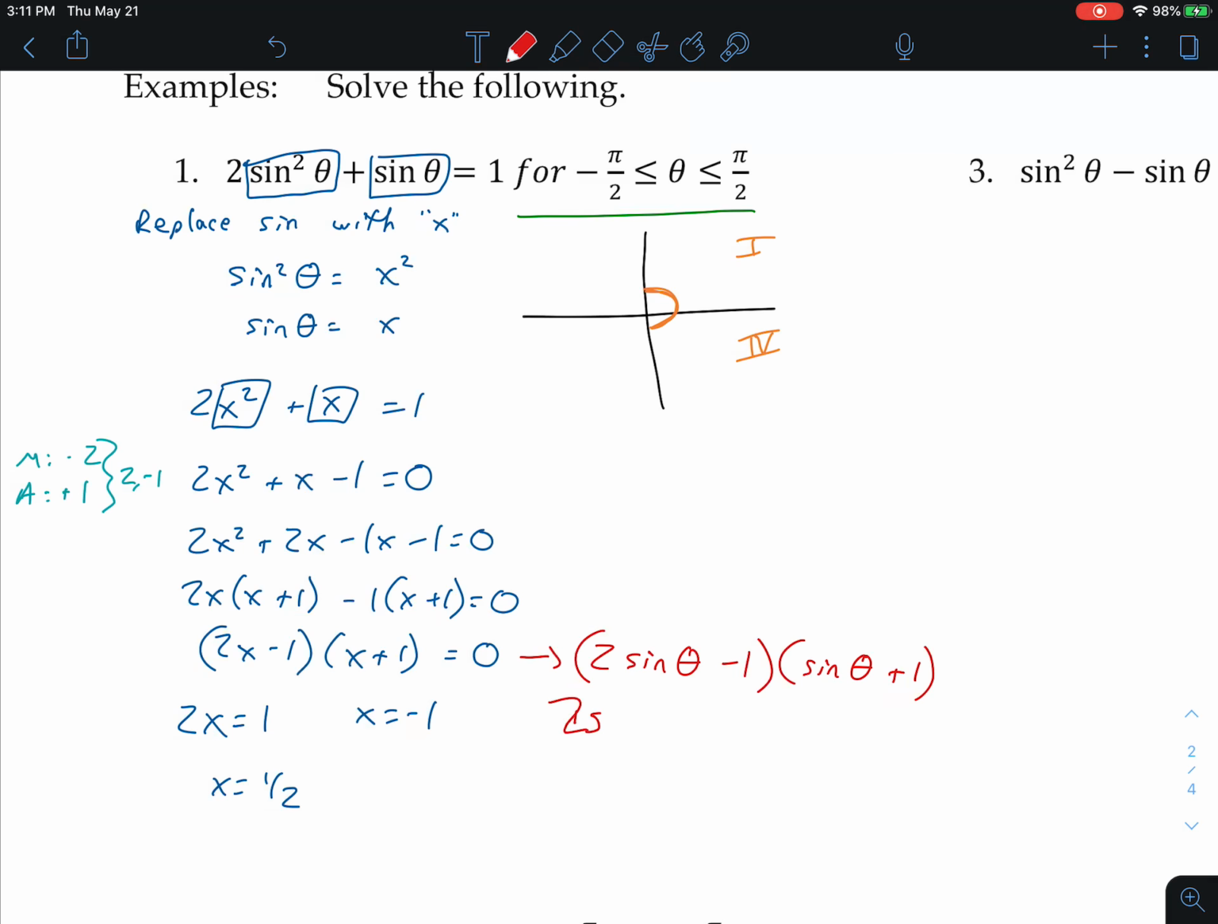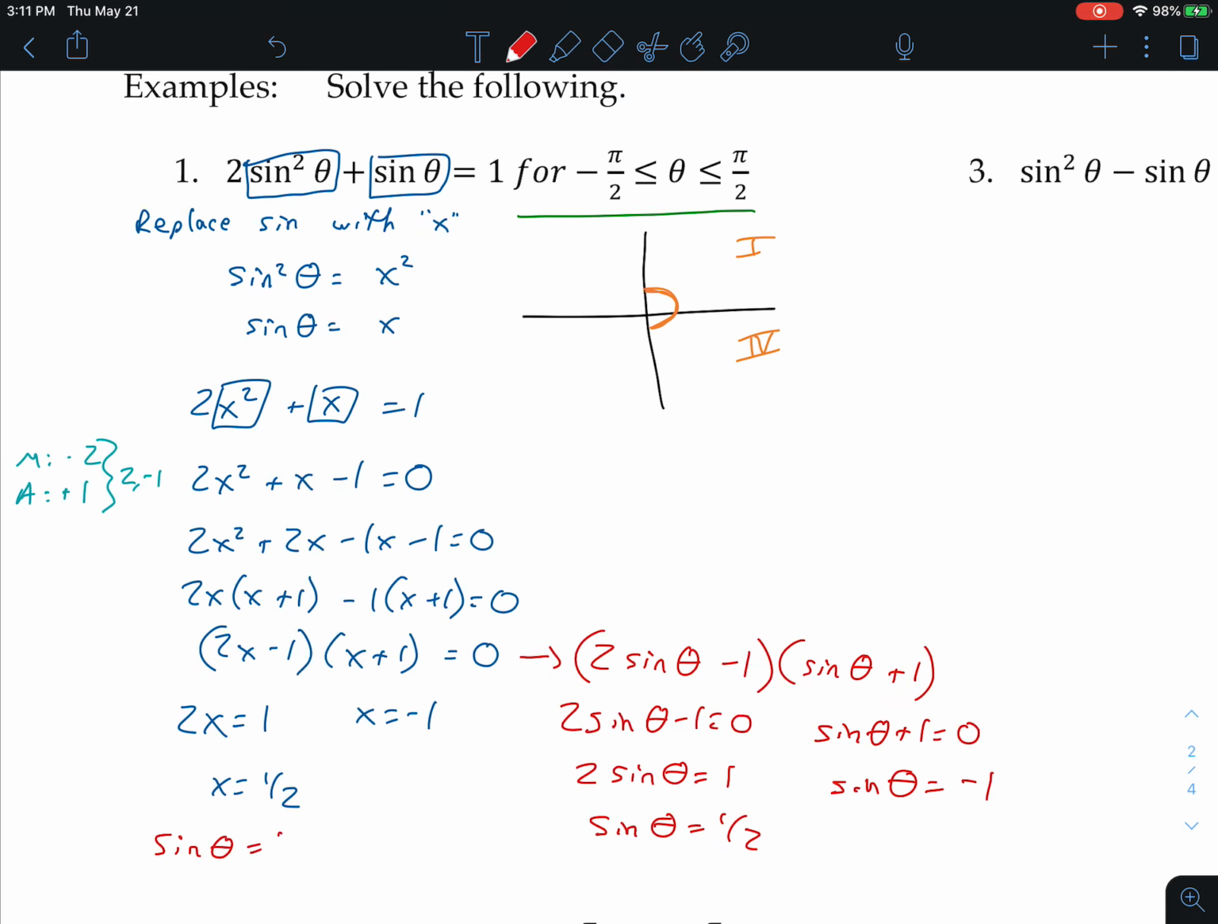If I solve this, I get 2 sine theta minus 1 equals 0, and sine theta plus 1 equals 0. Just like we did here, where we set each factor equal to 0, we're doing the exact same thing. Sine of theta equals -1. Sine of theta is equal to 1/2.